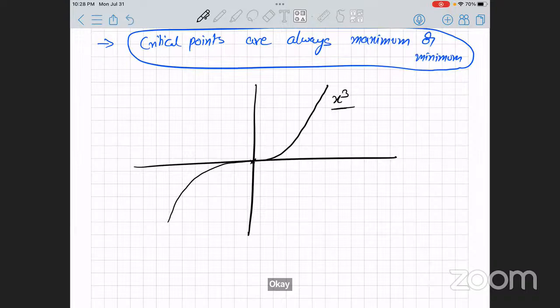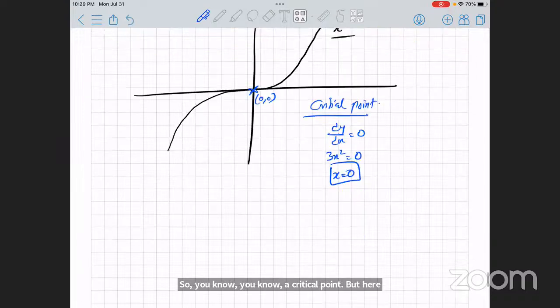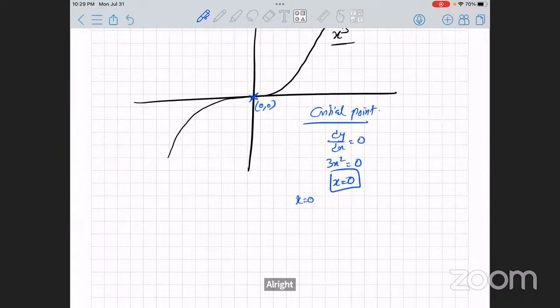My question is very simple. What is the critical point? Critical point means dy by dx equal to 0. Dy by dx is 3x square, equal to 0. So x equal to 0 is a critical point, so 0 comma 0 is a critical point. But here it is neither maximum nor minimum.